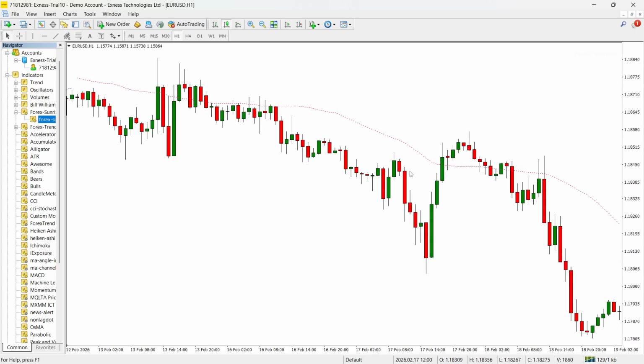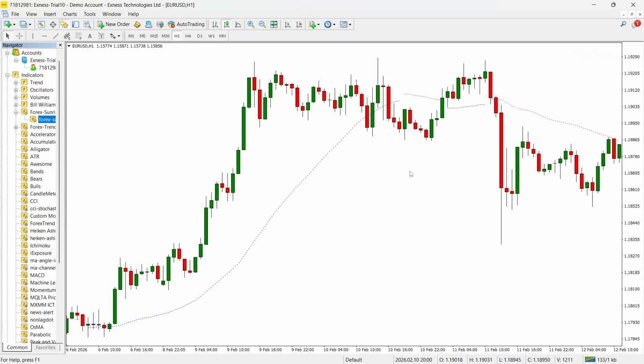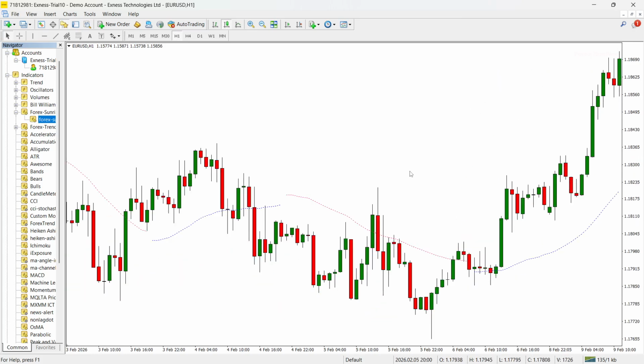As with any level and trend-based tool, false reactions can occur around the lines, and the dotted moving average can lag when the market reverses sharply, so it is best used together with additional confirmation and sound risk management.